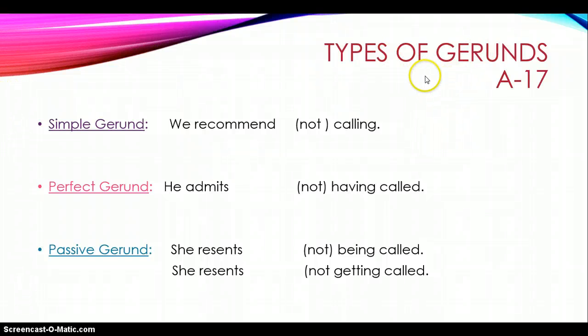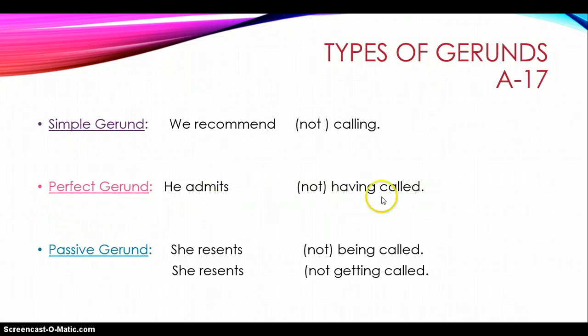Now I'm going to talk about the types of gerunds. This can be found on page A17 in the back of your book. I have just given you examples of gerunds in the simple form. Here's another example. We recommend calling, or we recommend not calling. You can see that the simple gerund form ends in -ing. Now in the following slides, I'm going to show you how to use gerunds in the perfect form and gerunds in the passive form.